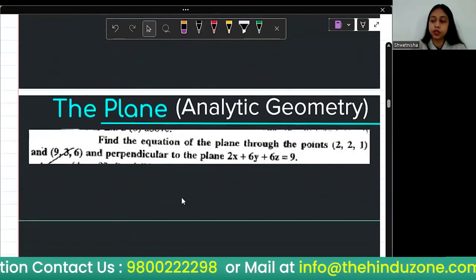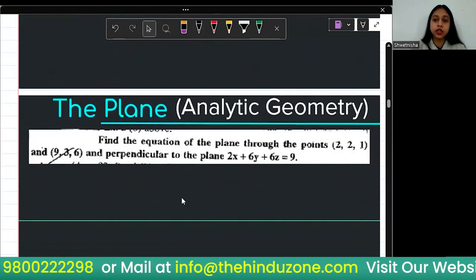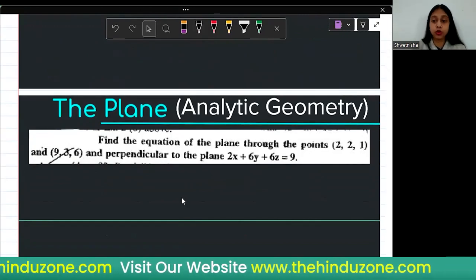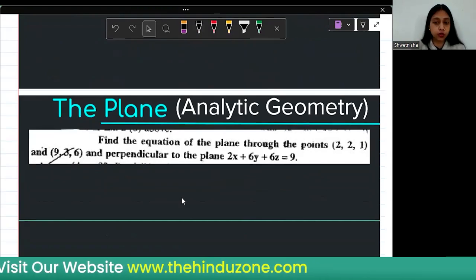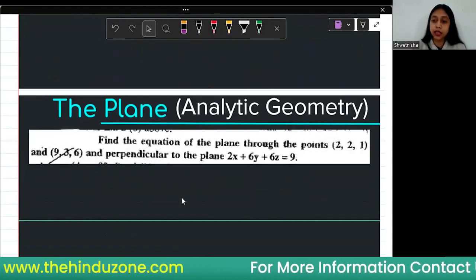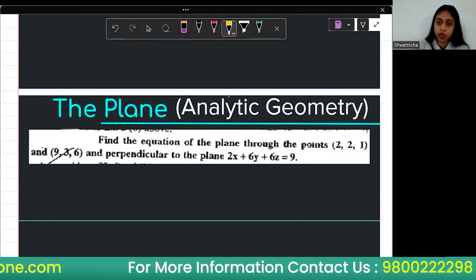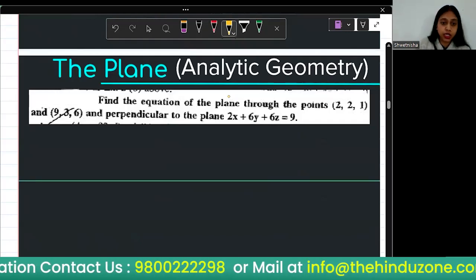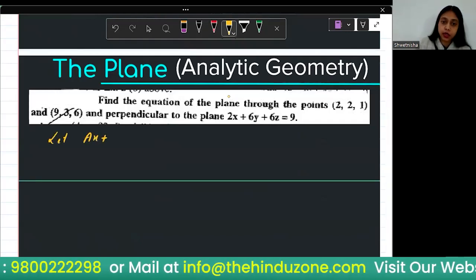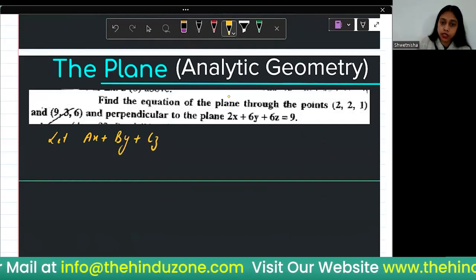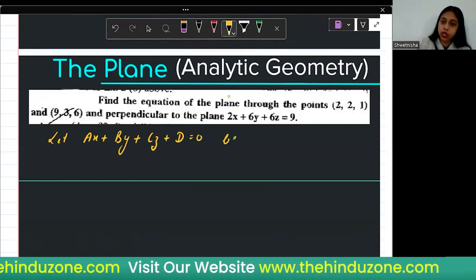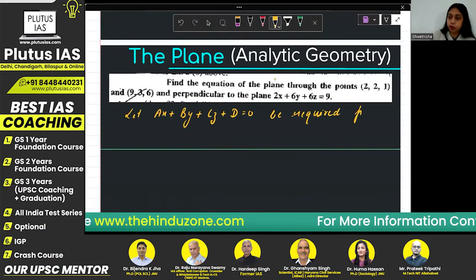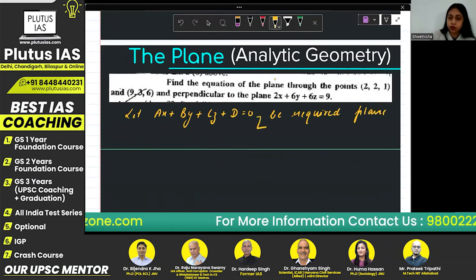Next, see this question. Find the equation of the plane through (2, 2, 1) and (9, 3, 6) and perpendicular to the given plane. There are three pieces of information given about that plane. Number one, the plane passes through the point (2, 2, 1). Initially, let Ax plus By plus Cz plus D equals 0 be the required plane. This is equation 1.